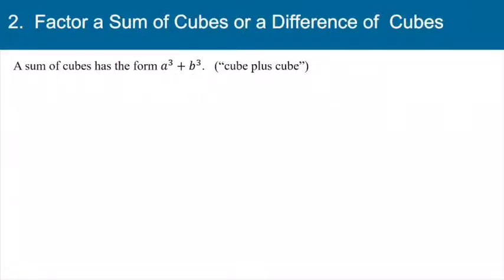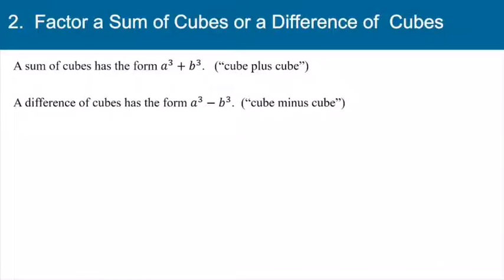So the plus is where we get the word sum, and then we say sum of cubes because both ends have cubes. A difference of cubes is the same thing but with a minus sign. So cube minus cube.